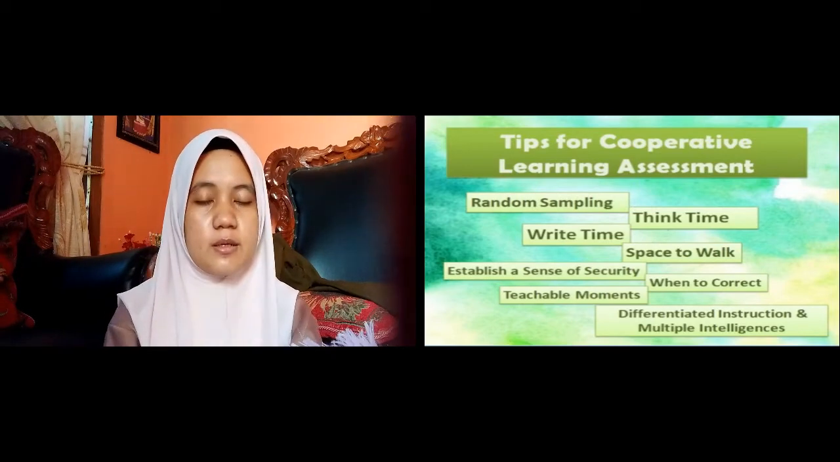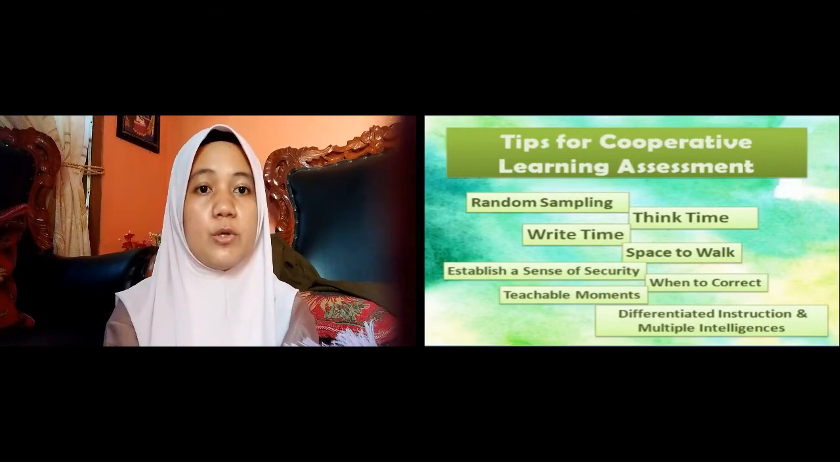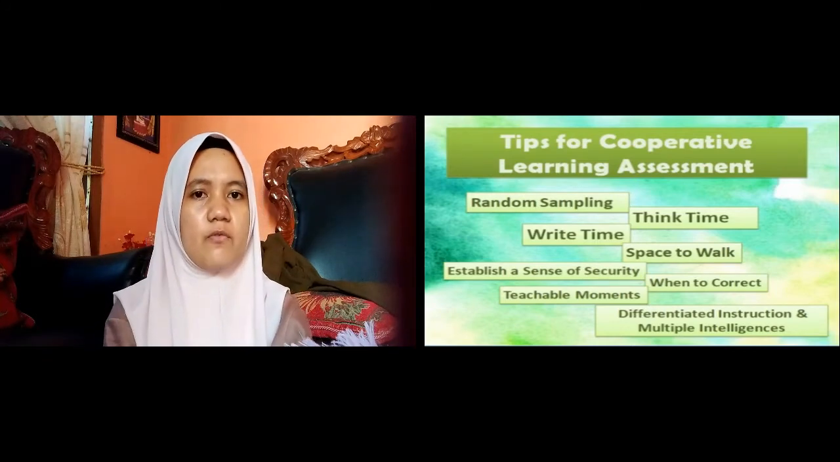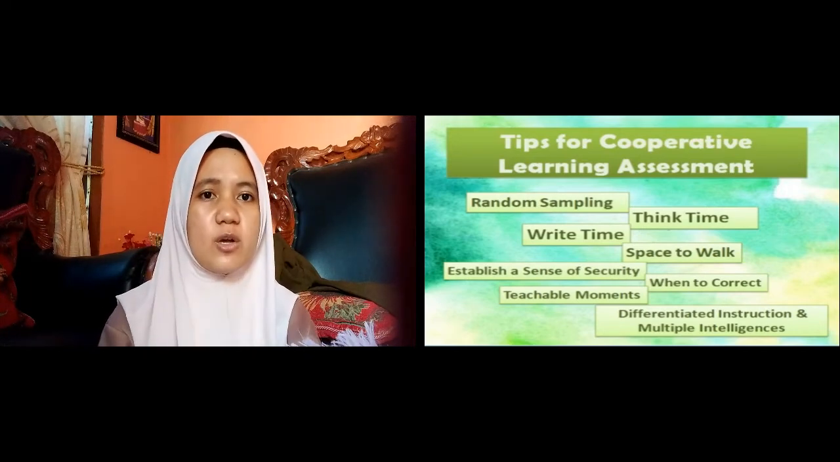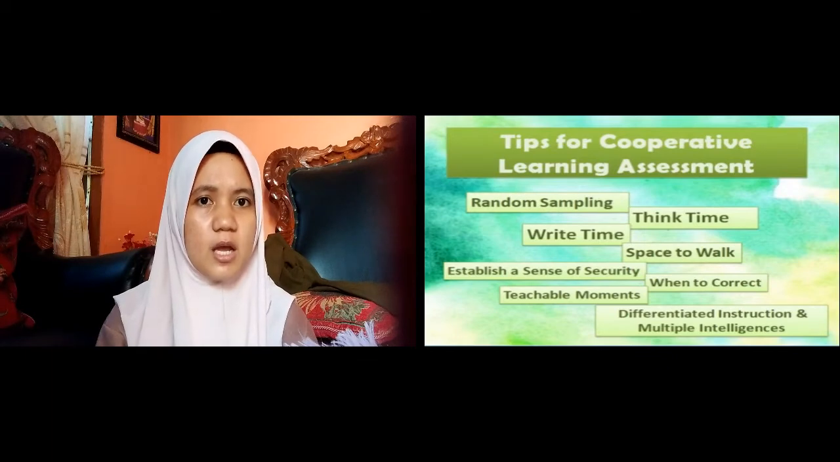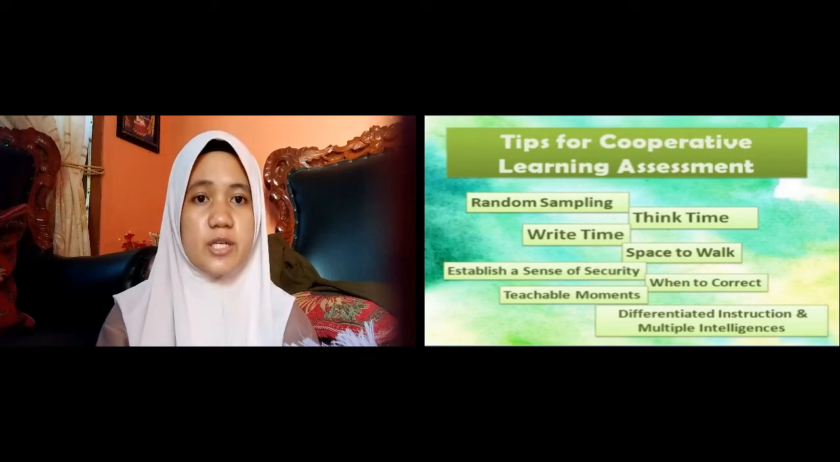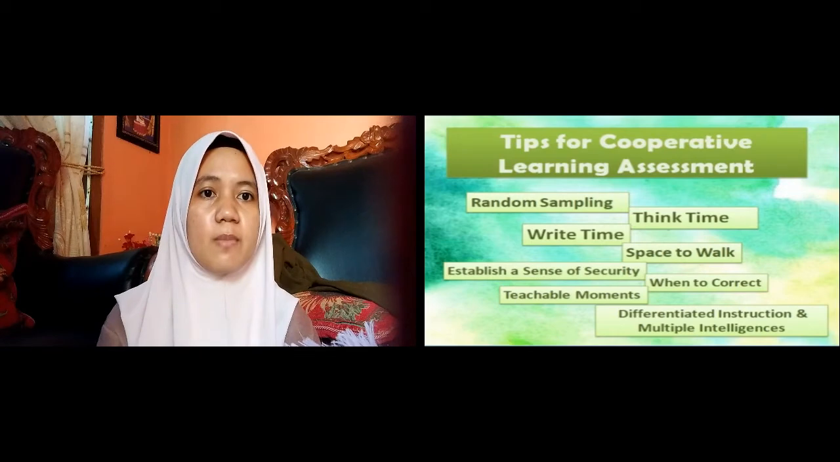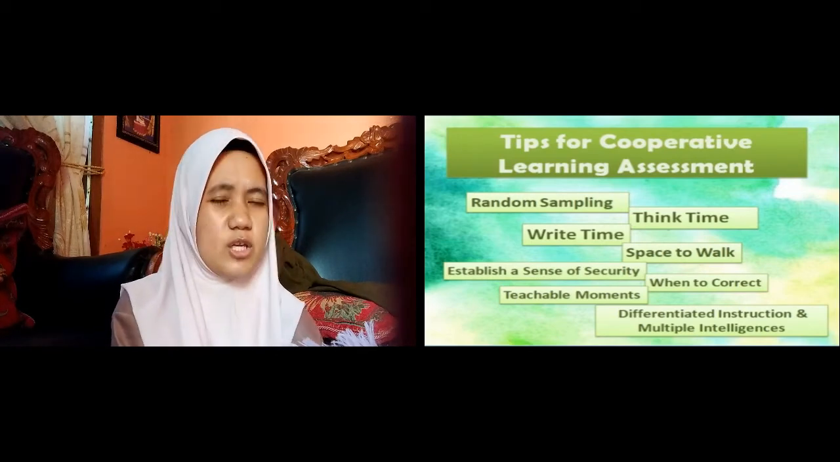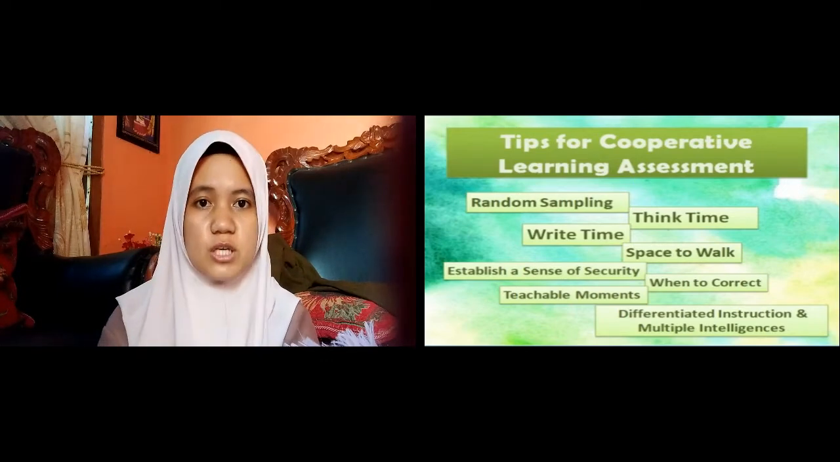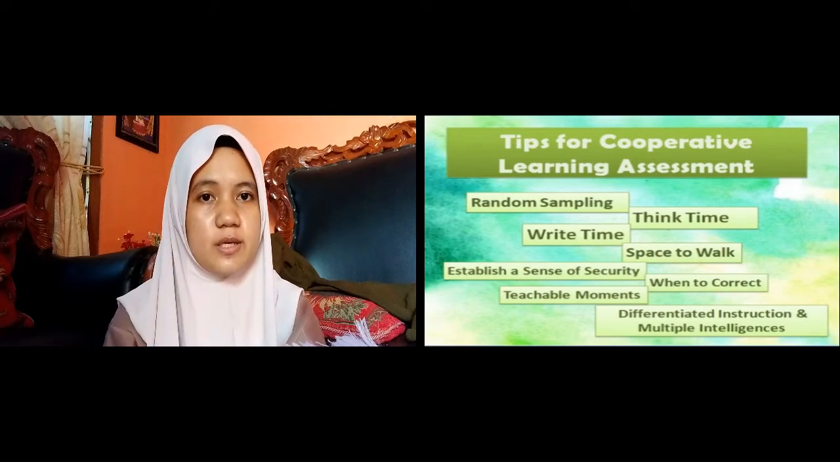Teachable moments. We take any appropriate opportunity to help students learn. For example, if we are listening in to a team where a student makes an error and we think the correction might be helpful to the class, we get the class's attention and create a teachable moment. We begin by appreciating the student, and if a team gives an incorrect answer, you may use it to teach new information. Last is differentiate instruction and multiple intelligence.